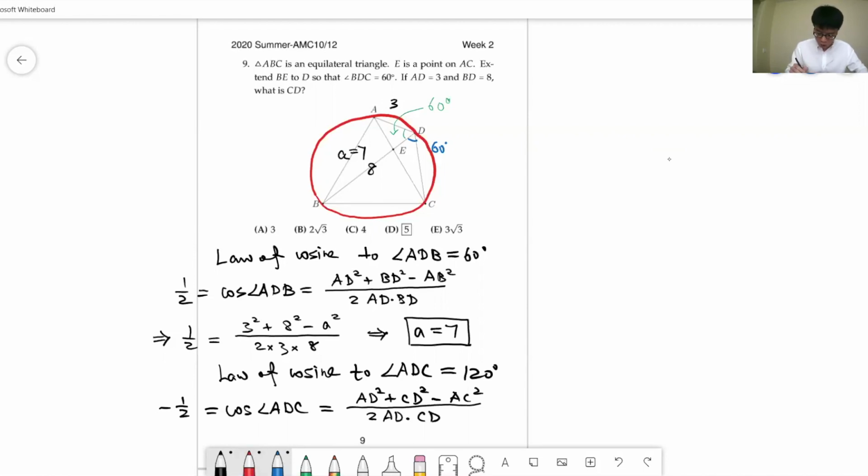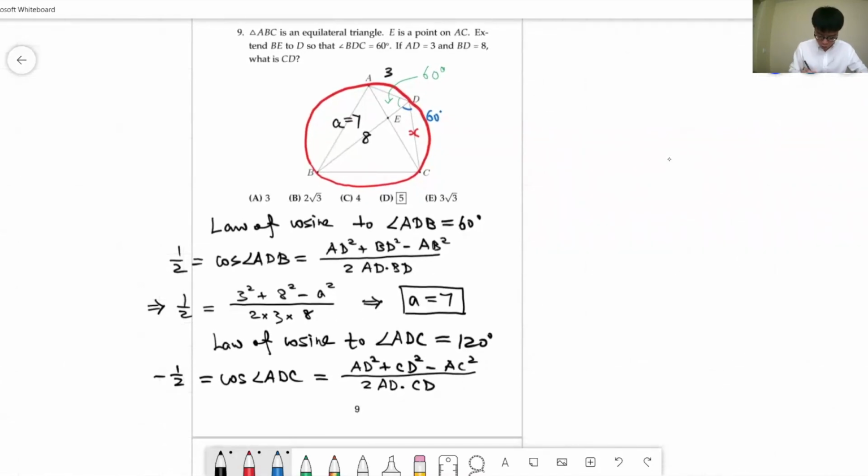Let me assume CD is X. We want to solve for X. So this equals AD is 3, squared, CD is X, squared, minus AC squared. We already solved AC, the side length of the equilateral triangle, which is 7, squared, divided by twice times 3 times X. This equals negative 1/2. And from here, we can solve a quadratic equation and get X.